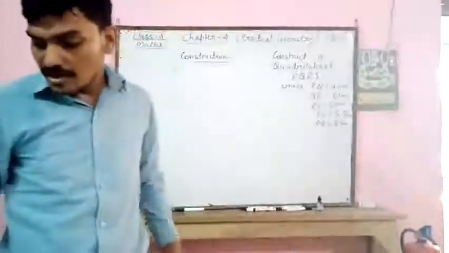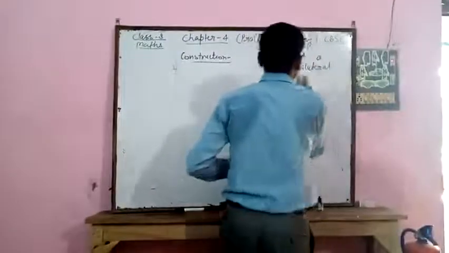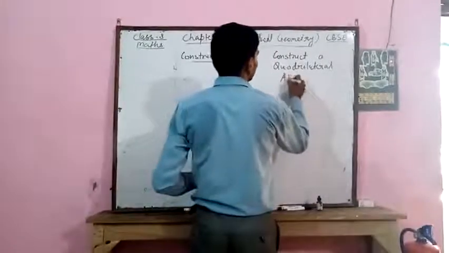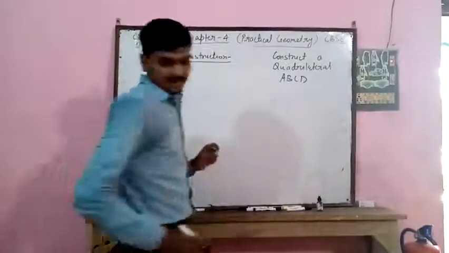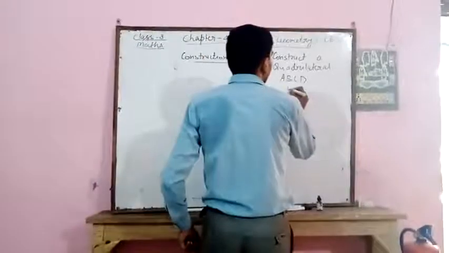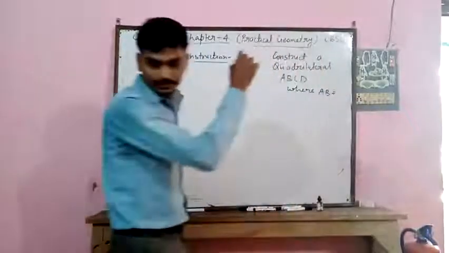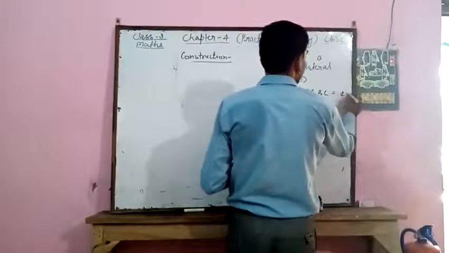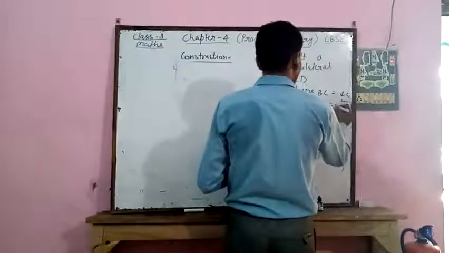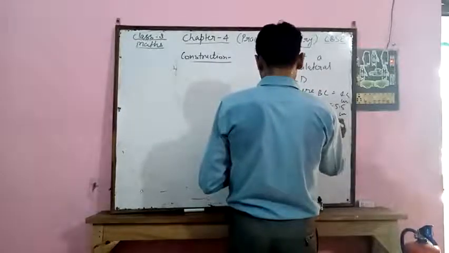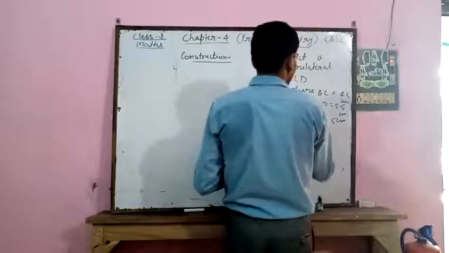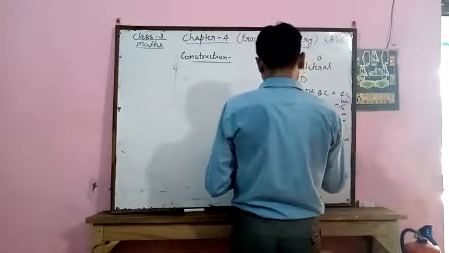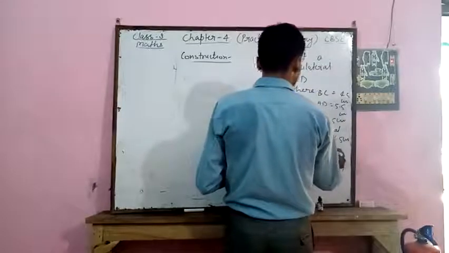Second construction is: construct a quadrilateral ABCD, where BC is equal to 4.5 cm, AD equal to 5.5 cm, CD equal to 5 cm, diagonal AC equal to 5.5 cm, and second diagonal BD equal to 7 cm.